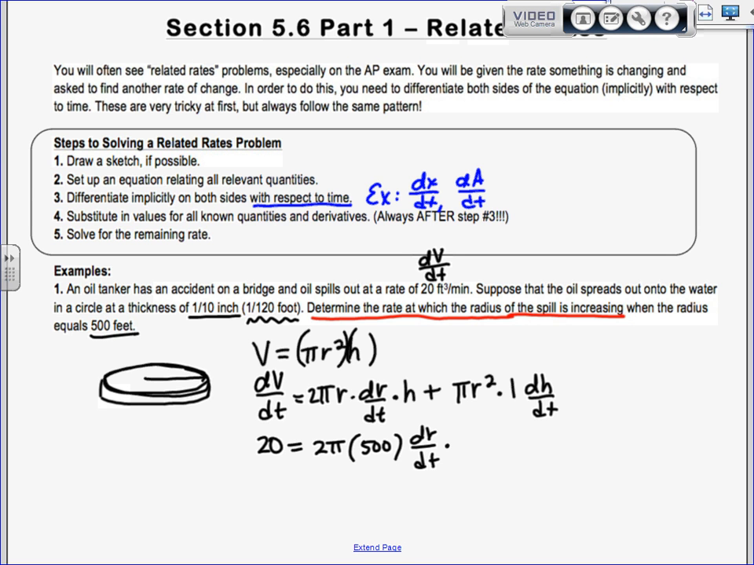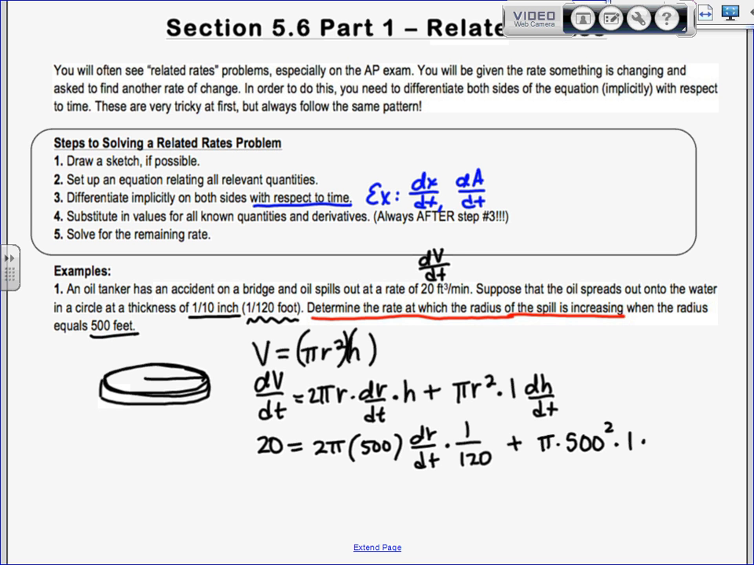And then my h is 1 over 120. Is dr the radius or like the... It's the rate of change of the radius with respect to... Okay, so then I have pi times 500 squared times 1, and then my dh over dt, that's your thickness. Okay, that's the rate of change of the height. What is that in this example?